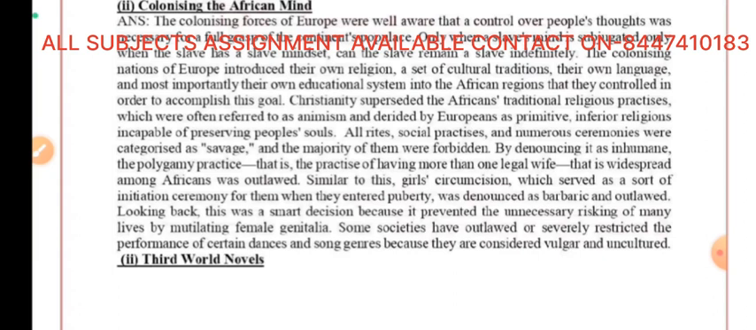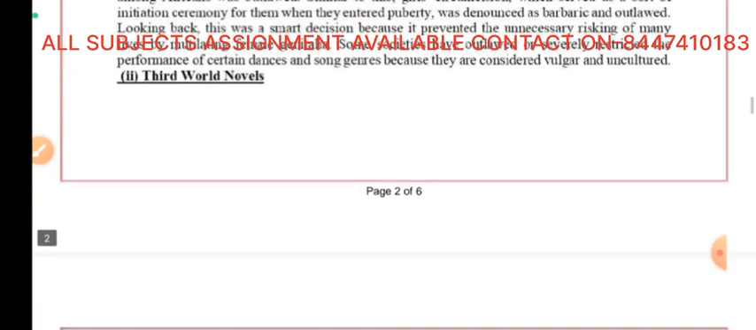Similar to this, girls' circumcision, which served as a sort of initiation ceremony for them when they entered puberty, was denounced as barbaric and outlawed. Looking back, this was a smart decision because it prevented the unnecessary risking of many lives by mutilating female genitalia. Some societies have outlawed or severely restricted the performance of certain dances and song genres because they are considered vulgar and uncultured. Third world novels.